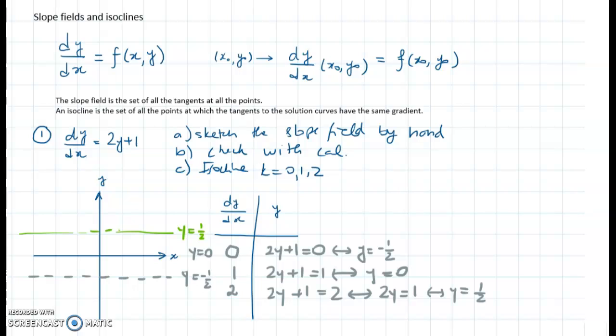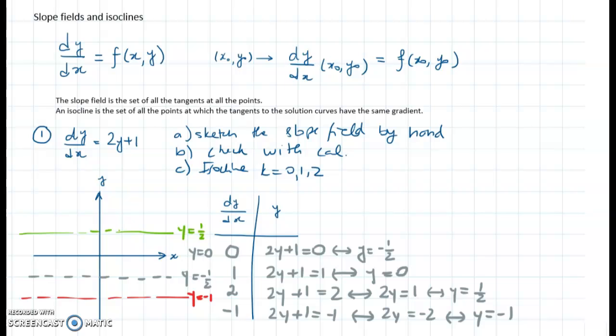And let's add one more value. Let's add the value -1. We need 2y plus 1 to be equal to -1. So that means that we need 2y to be equal to -2. So we need y to be equal to -1. So let me add one more line over here. That will be the line y equals -1.